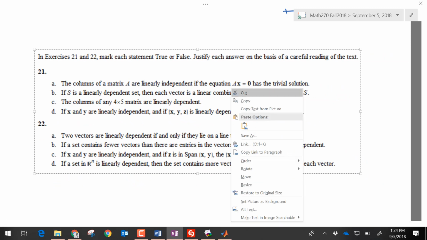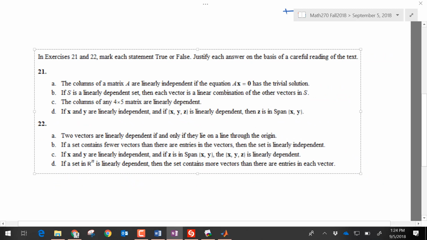All right, let's see if we can make sense out of these statements. Oh, I thought there was only one of them, and there's 8 of them. Apparently not. I just want to do number 21 then. Exercise: mark each statement as true or false. Justify. Let's look at 21A.